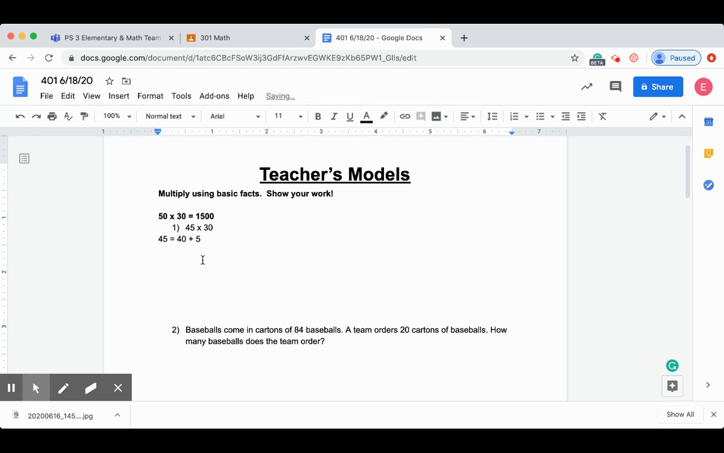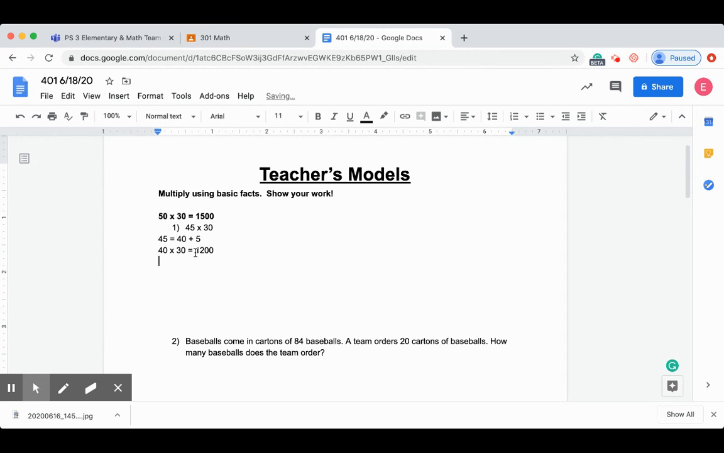Now the way that I can use this to help me use my basic fact is then I can multiply 40 times 30. Our basic fact in 40 times 30 will be 4 times 3, which is 12. And I'll add my two zeros. So I know 40 times 30 is 1,200.